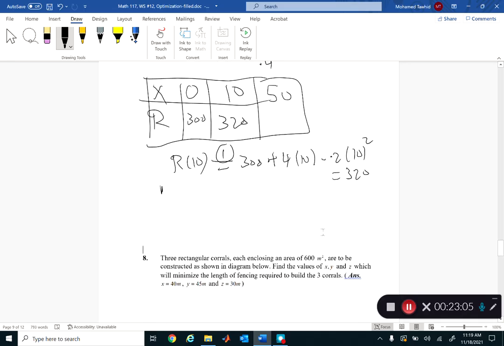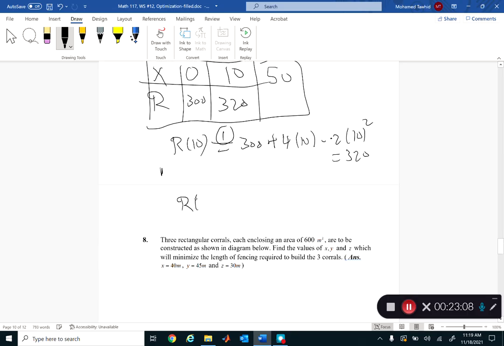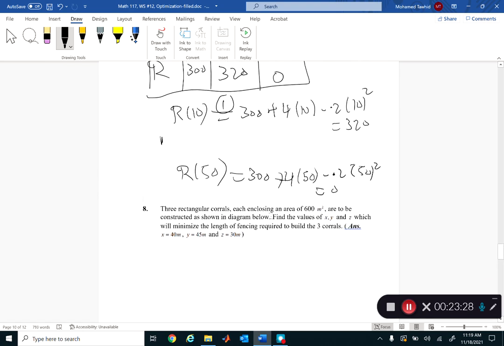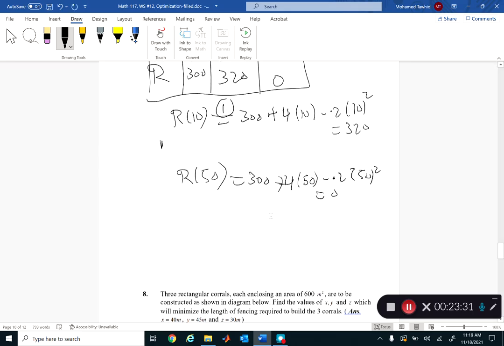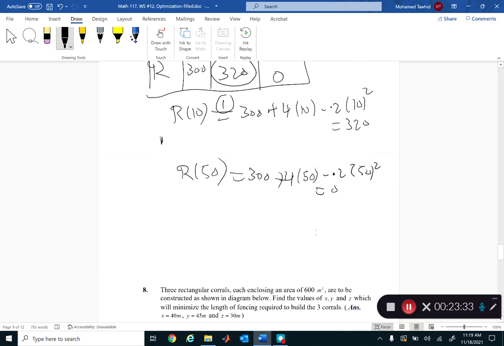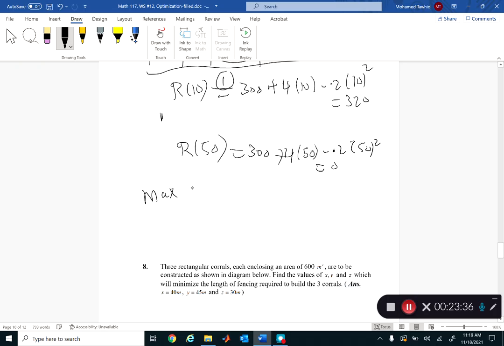So now, what is the last one? The last one is I need to get r at 50. So r at 50, you get 300 plus 4 multiplied by 50 minus 0.2 multiplied by 50 squared. Use technology, you get 0. All right, so what is the maximum value here, guys? The maximum revenue, look at the table. That is our maximum revenue. So the maximum revenue is 320 when x equals 10.